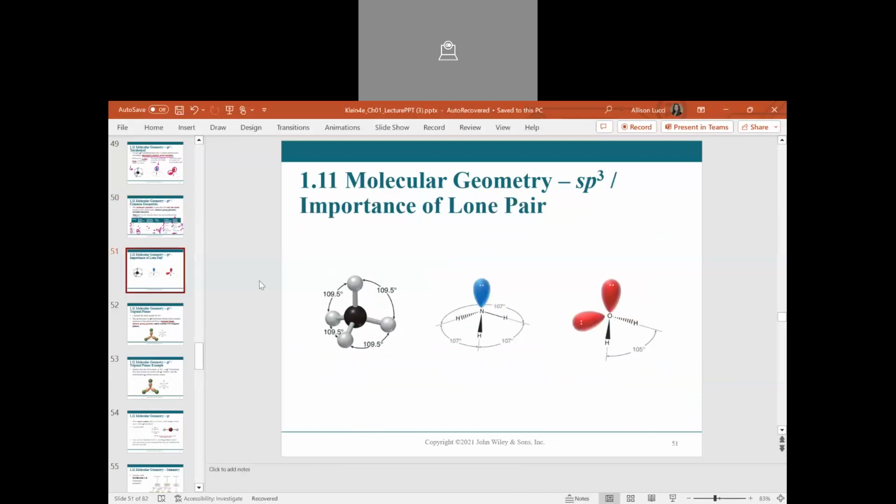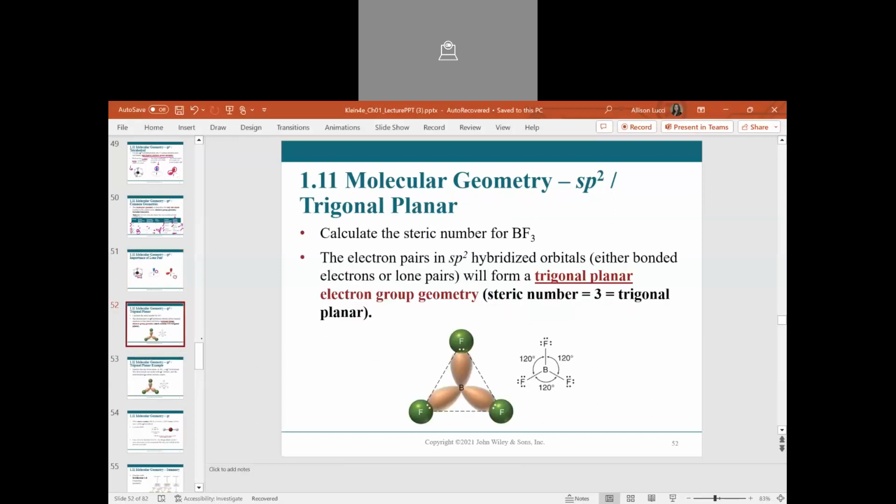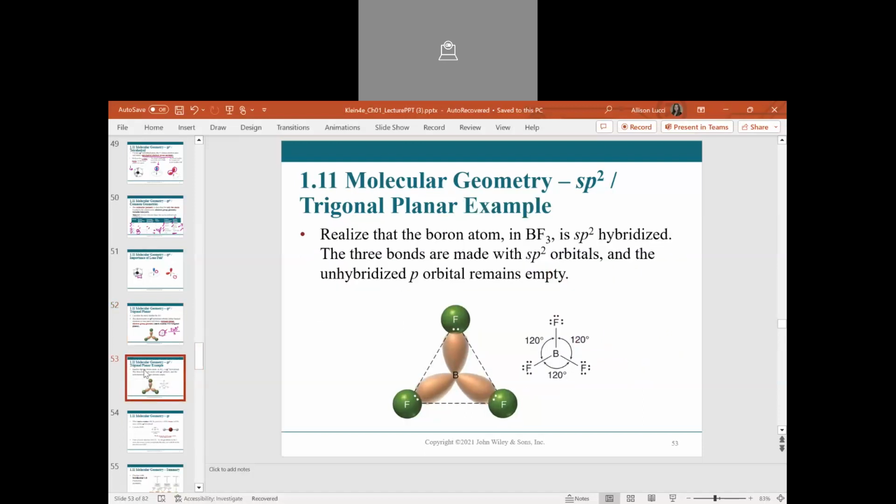All right, so again, the importance of lone pairs, the bond angles change. They get smaller and smaller from our original 109.5 tetrahedral. This was that boron trifluoride. You'll notice that if we draw a circle here, we know that that has 360 degrees. If we divide that by 3, that's where we get that 120 bond angle here for trigonal planar. The electron geometry and the molecular geometry are the same.